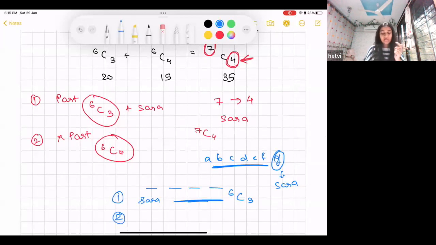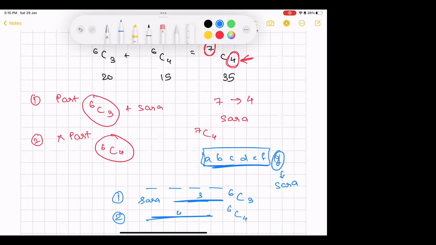The second case is Sarah is not a part of the group. So there are still 4 more places left. But this time again, it's only out of 6 people because Sarah is not a part of the group. We are not considering her. So this time out of 6, we have to select 4.